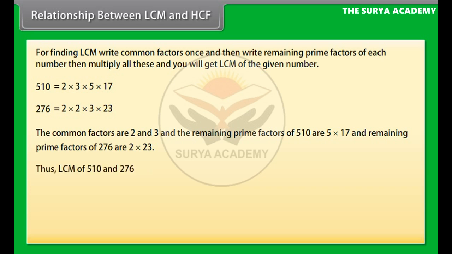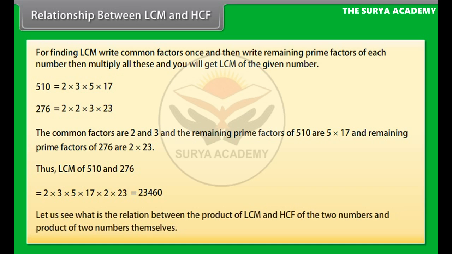Thus, LCM of 510 and 276 is equal to 2 into 3 into 5 into 17 into 2 into 23 equals 23,460. Let us see what is the relation between the product of LCM and HCF of the two numbers and the product of the two numbers themselves.